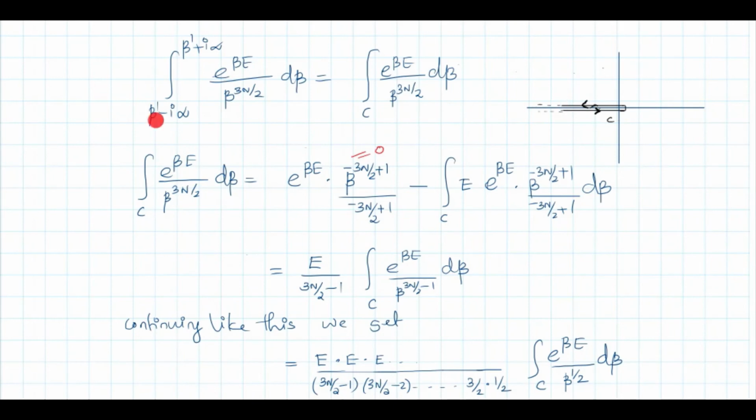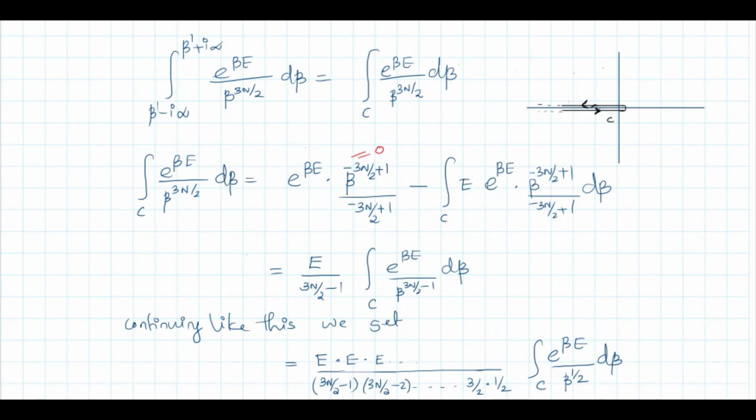Okay, so I can say that the integral from beta prime minus i infinity to beta prime plus i infinity of e raised to beta e by beta raised to 3n by 2 d beta is the integral over c of e raised to beta e by beta raised to 3n by 2 d beta. This is c. Now we will do integration by parts. First function e raised to beta e into integral of second, minus integral of derivative of first, e into e raised to beta e, into integral of second.